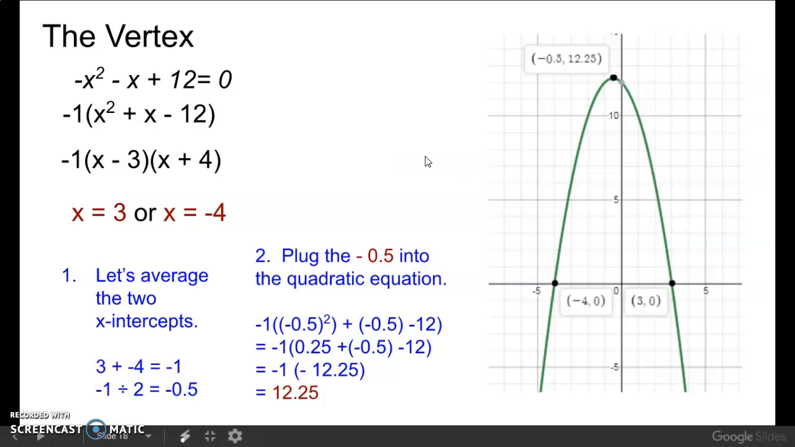All right, so that's the lesson for today. Really, it's ways that we're going to be using factoring to figure out x-intercepts, and then from there, how we can figure out a vertex. All right. We're going to continue with this just a little bit this week.